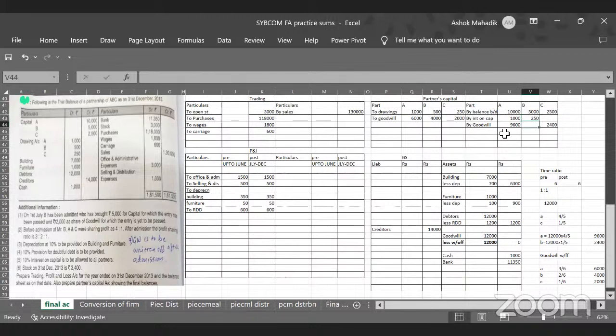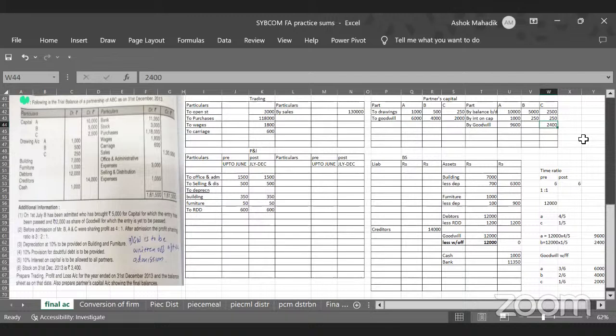So 250. See, full annual interest would have been 510%, but he'll get only for 6 months. So only 250. Now on his capital, he is from the beginning. So he'll get 250 for entire year. I hope this is clear, students. Okay.